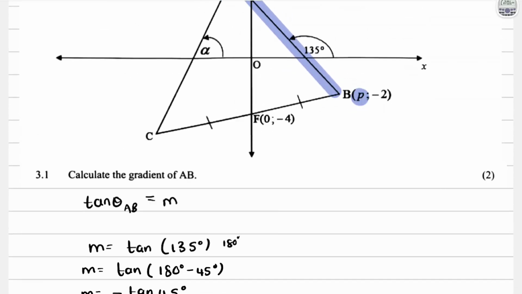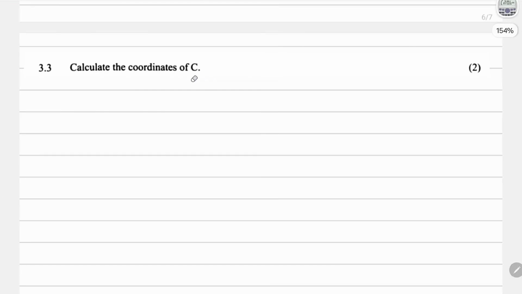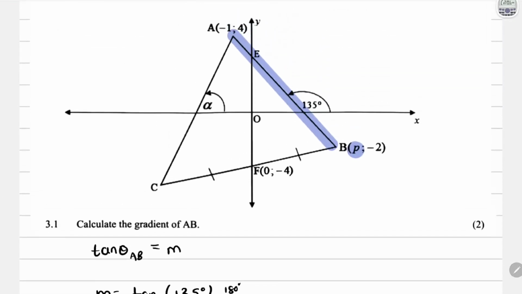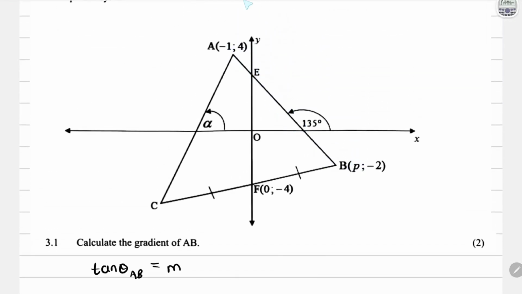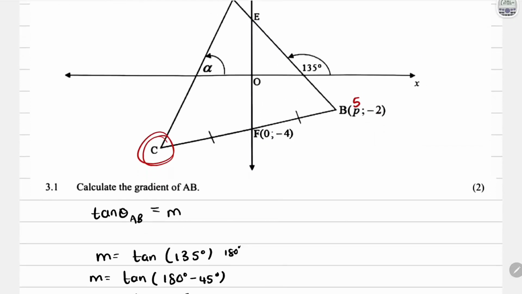Okay, moving on to the next question. The next question says, calculate the coordinates of C. Okay, let's just put that we know P now. P is 5, so (5, -2) there. They want us to find C. Well, what do we know about C?